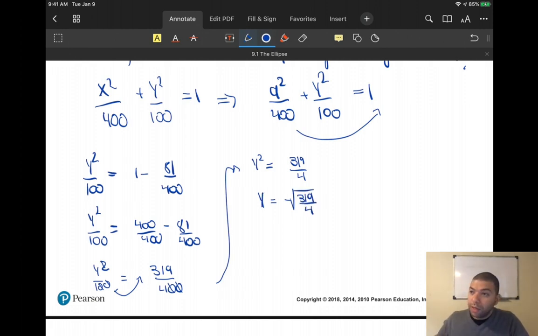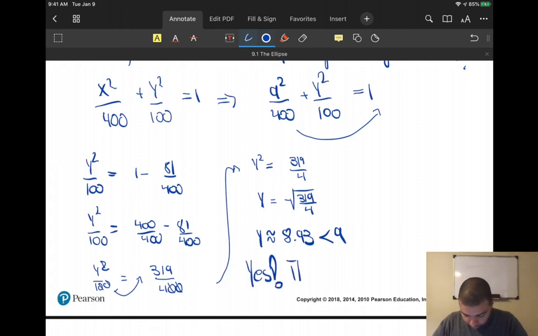I use my calculator for that because it does not have an exact or a whole root. So I use my calculator to compute the square root. Let me know at any point if you're confused with this. And then y is approximately 8.93, which is less than 9, which is what I needed it to be. So yes, the truck can drive past the archway.